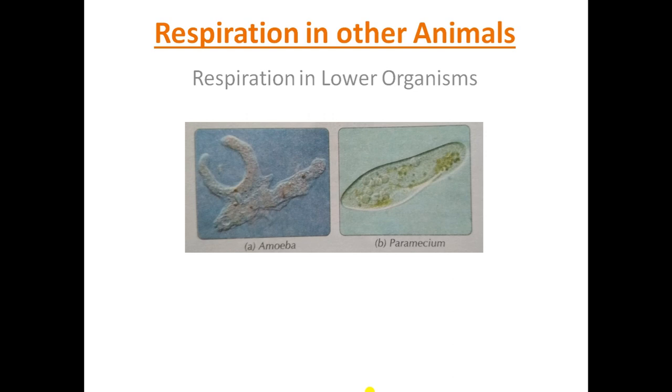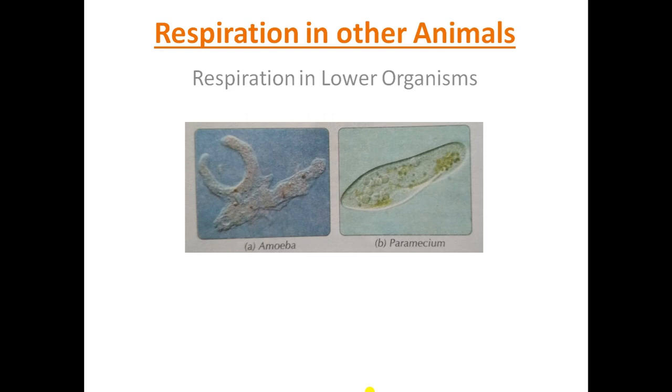So now in this chapter we will learn about how these unicellular organisms respire. Students, in unicellular organisms such as amoeba and paramecium, the exchange of gases takes place by the process of diffusion. And diffusion, you are all familiar with now. What is diffusion? Diffusion is the movement of particles from the higher concentration to the lower concentration, or in simple terms, the spreading of the particles.